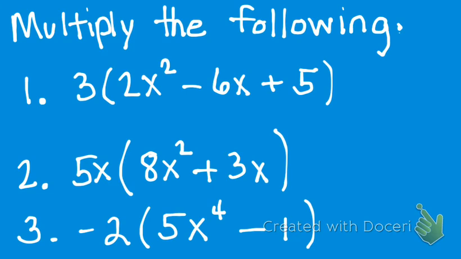Multiply the following examples using distributive property. Remember that you will be multiplying the monomial outside the parentheses times each of the terms inside the parentheses. Don't forget to be careful with signs.